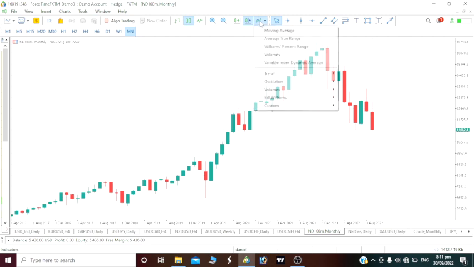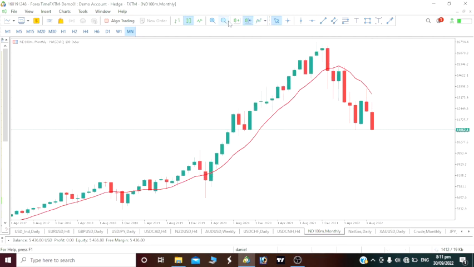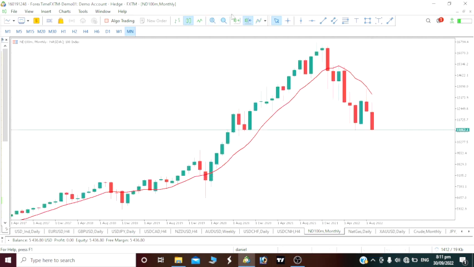Now let's add this 10-period moving average. Those of you who know how to trade all know the rule of trading on the 10-period moving average. Once price is above the 10-period moving average, we are to go long, but if it is below the 10-period moving average, we are to short it. So clearly on this monthly time frame, if you want to trade it using this 10-period moving average, you are to short it on this monthly time frame.